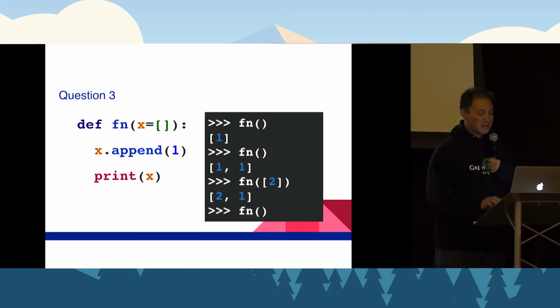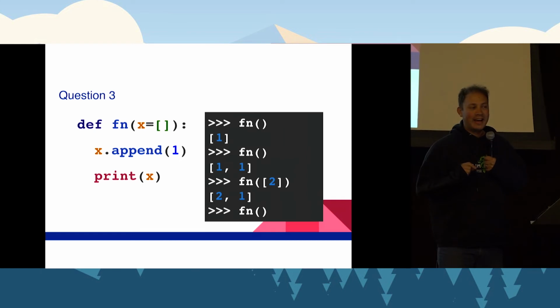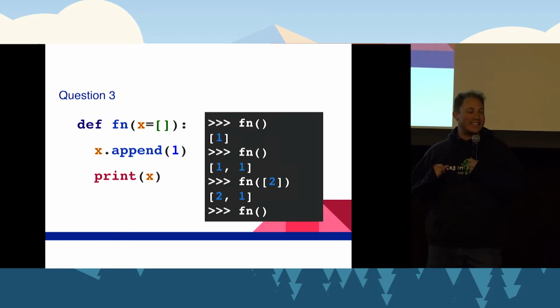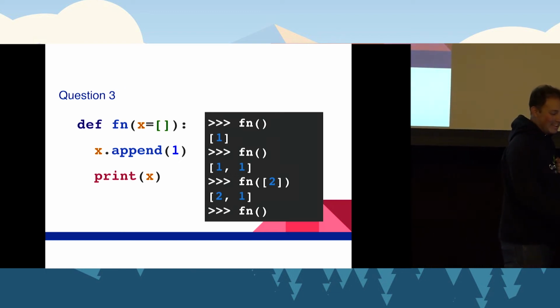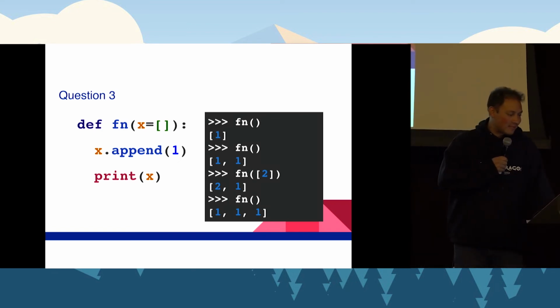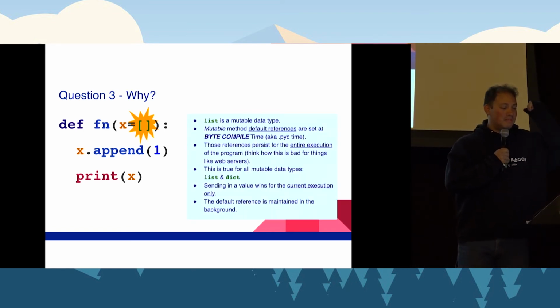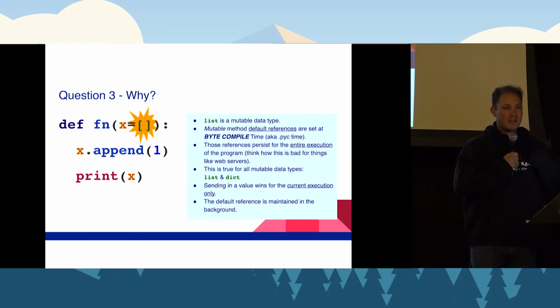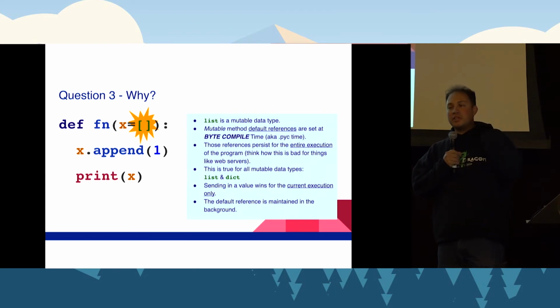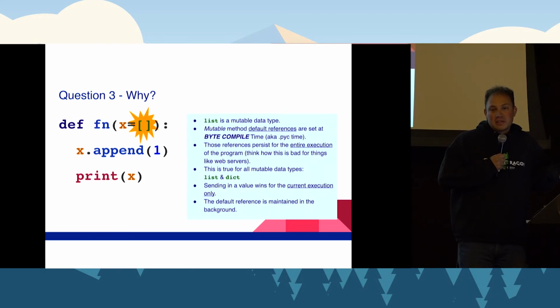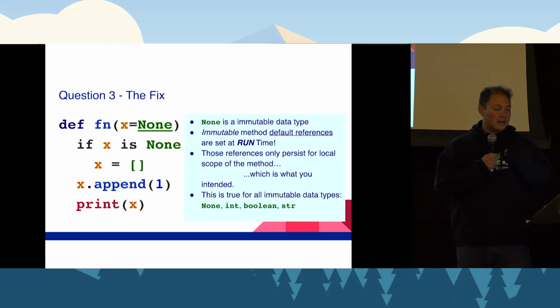Okay, so now I'm going to mess with you. Let's call it one more time. What do we get? Oh no, there are a lot of answers here. All right, we get 1, 1, because the list is a mutable data type that is set at byte compile time. Whereas our intuition when we're writing it is, oh, if we don't send anything, I want a default. That's the default. Well, you've got to be careful though.